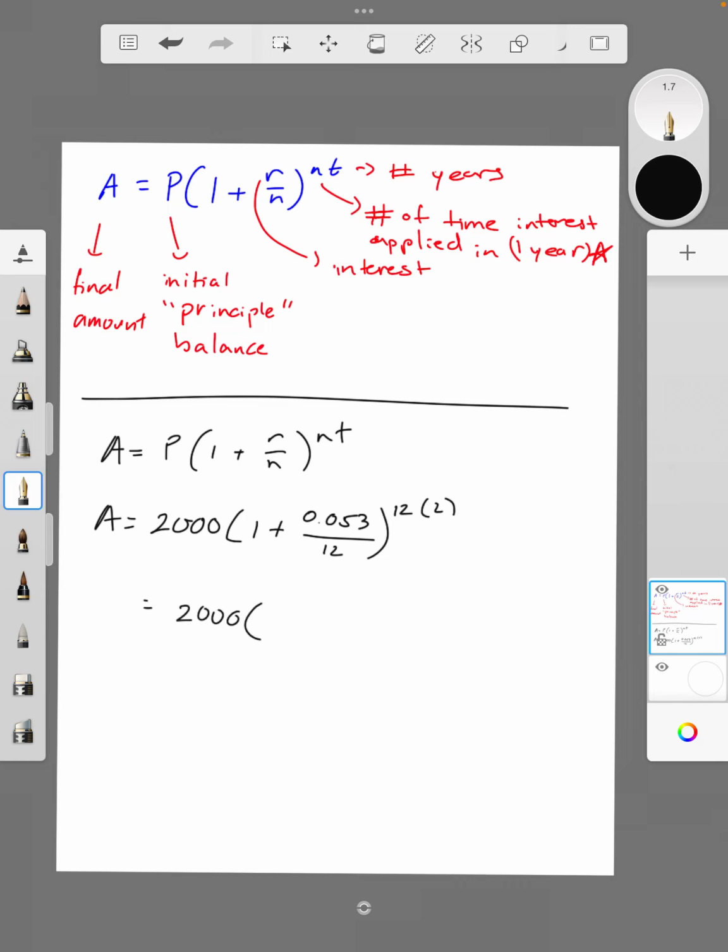So this is plugging into a calculator. This is equal to 2,000 times 1.1115. And then you just solve. This is just equal to $2,223.12. That's it.